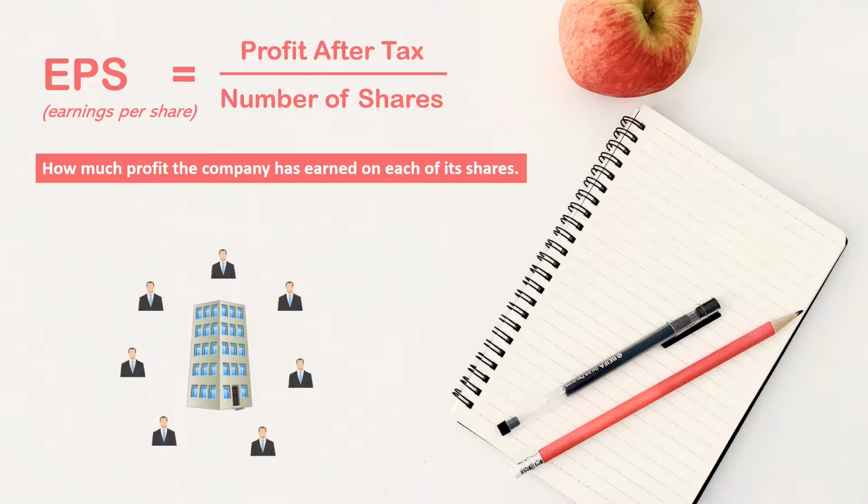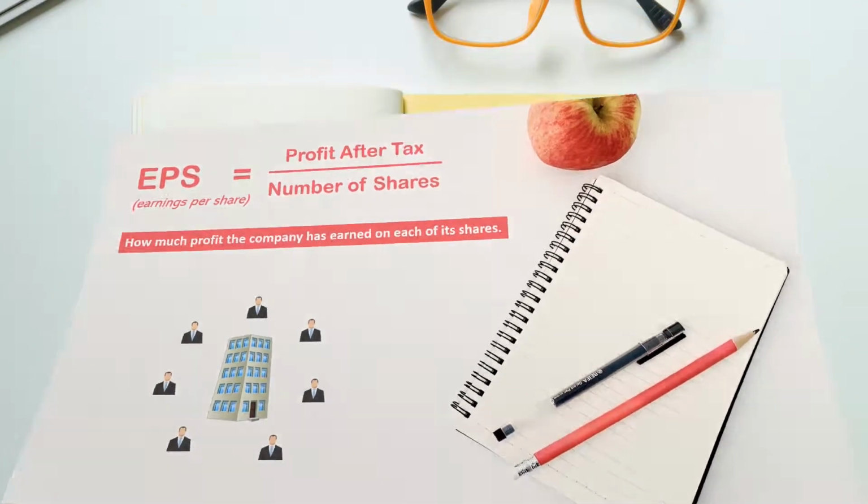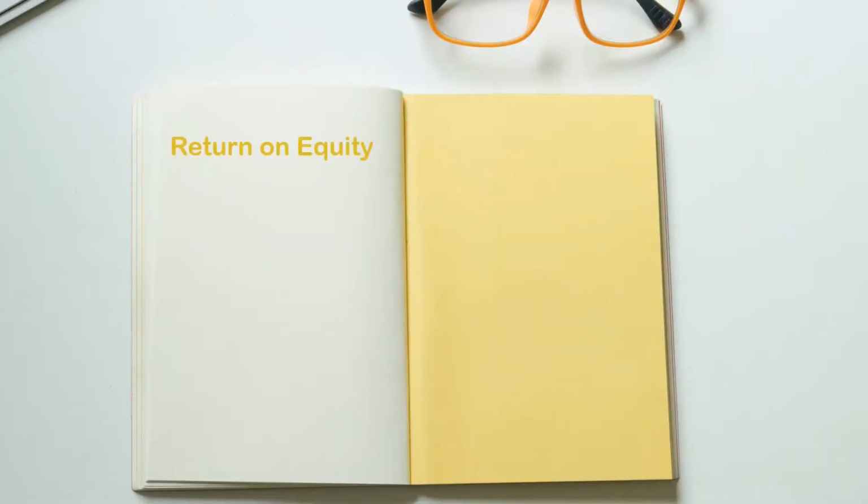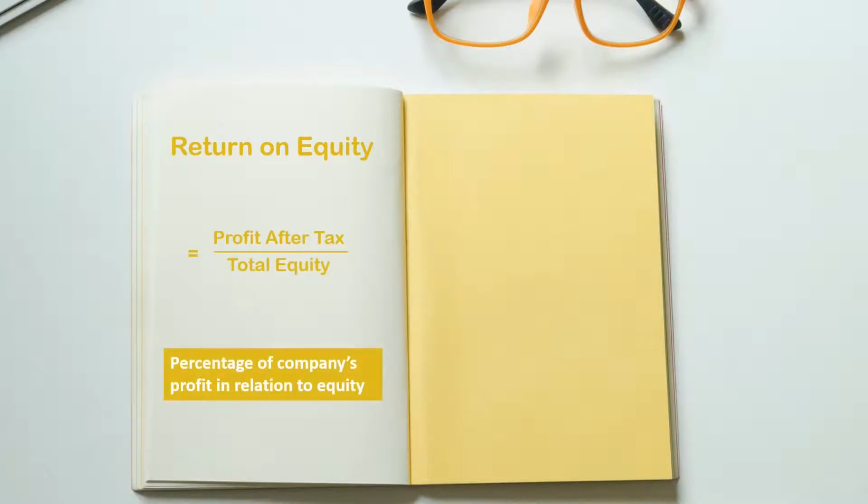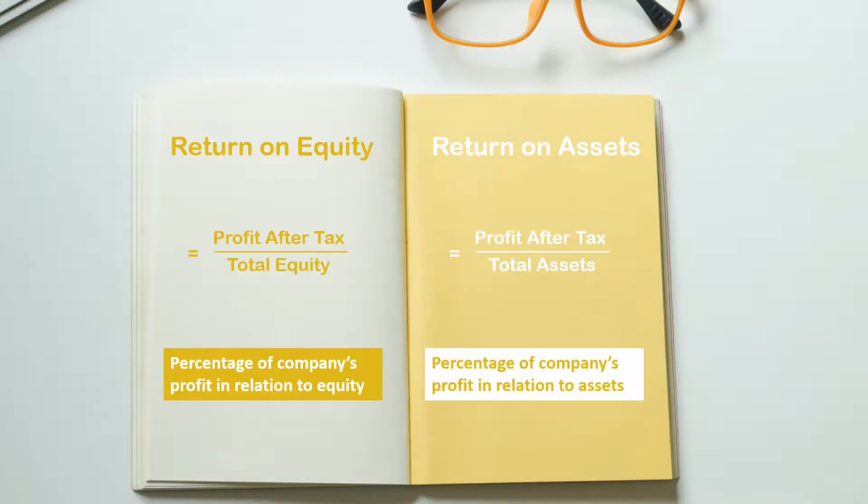Then there's ROE, return on equity, which is calculated by dividing profit after tax by total equity. It gives you the percentage of company's profit in relation to its equity. ROA, return on assets, is calculated by dividing profit after tax by the total assets of the company, and it gives the measure of company's profitability relative to its assets. Again, the higher, the better.